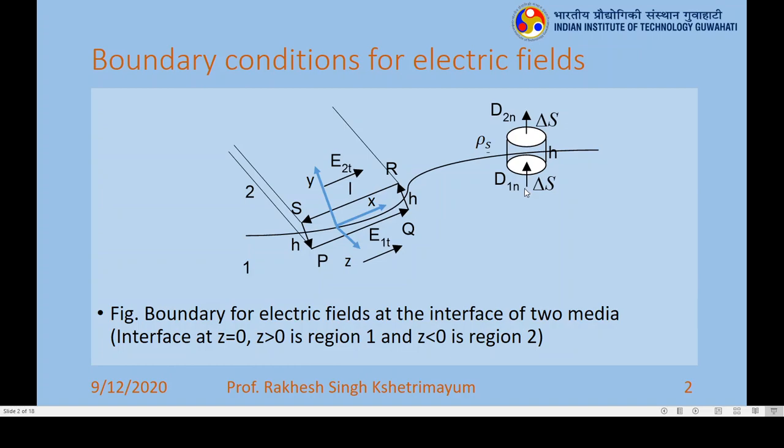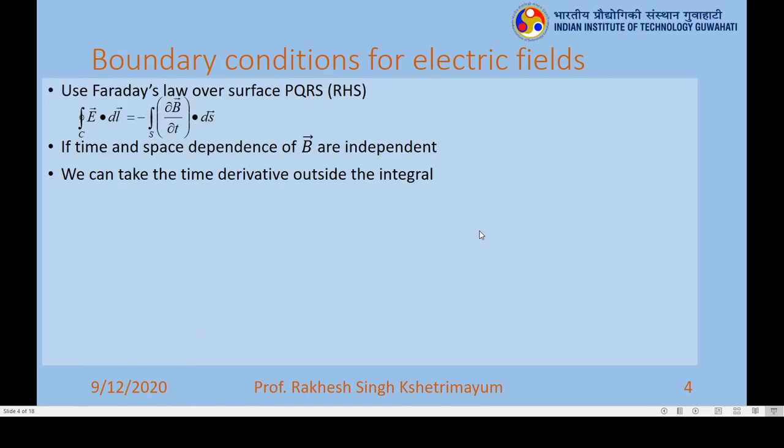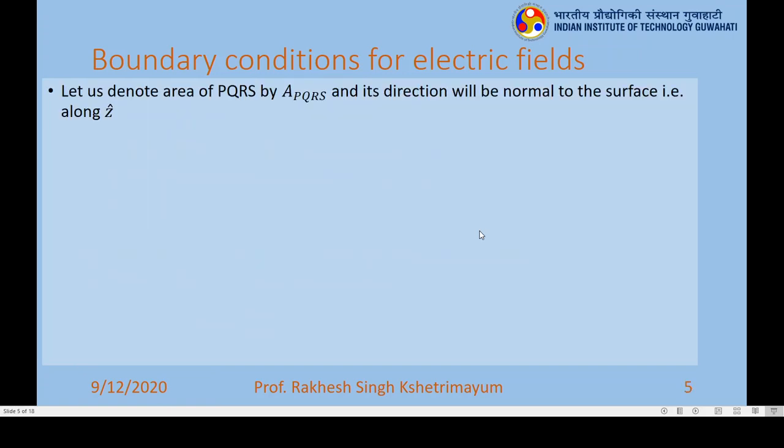The normal should be coming out from the surface and it should be perpendicular to it. So when I do the integration, the contribution from the top surface will be D2n delta s, but the contribution from the downward portion will be minus D1n delta s, and that should be equal to the charge enclosed by the closed surface. The charge enclosed by the closed surface will be the charge density rho s times the surface area delta s. So finally we have the expression for the Maxwell equation, which is the Gauss law for electric flux density.